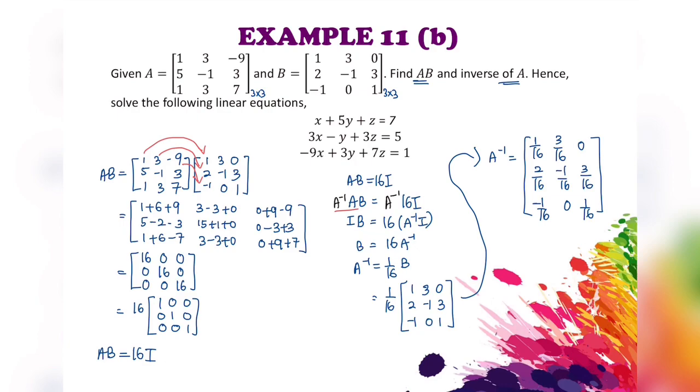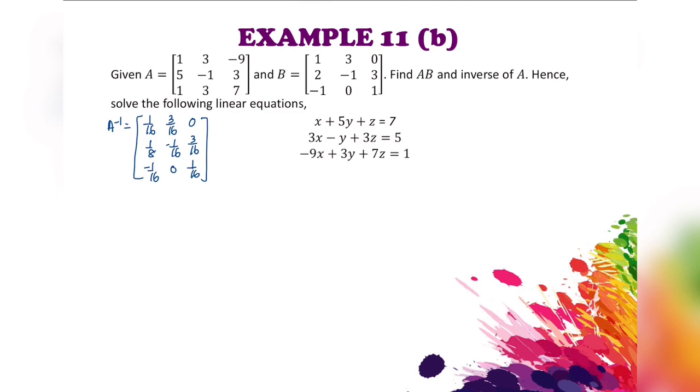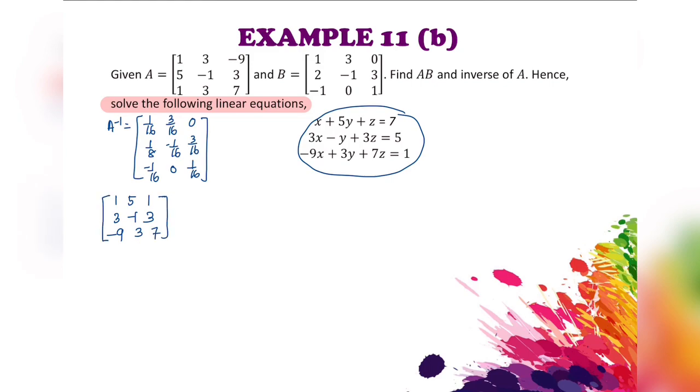So for the hence question, I'm going to write the answer on the next slide. So next is hence solve the following linear equations. So let us write this system of linear equations in AX equals B form. So 1, 5, 1, 3, negative 1, 3, negative 9, 3, 7. And our unknowns are X, Y, and Z equals our matrix B, 7, 5, 1.